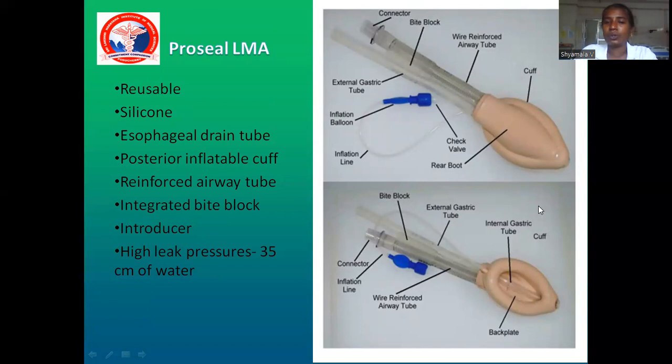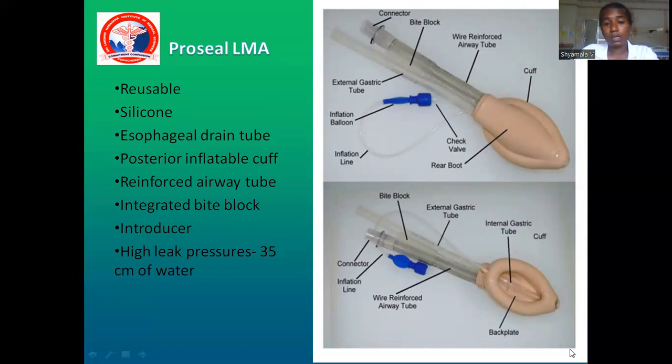This is the back plate, okay? And here one more hole is there. This tip only lodges in the esophageal inlet, and these two sides lodge in the piriform fossa and this in the base of the tongue. In the previous slide I told how we are inserting and where this lodges. So this added advantage of the ProSeal LMA is the main thing.